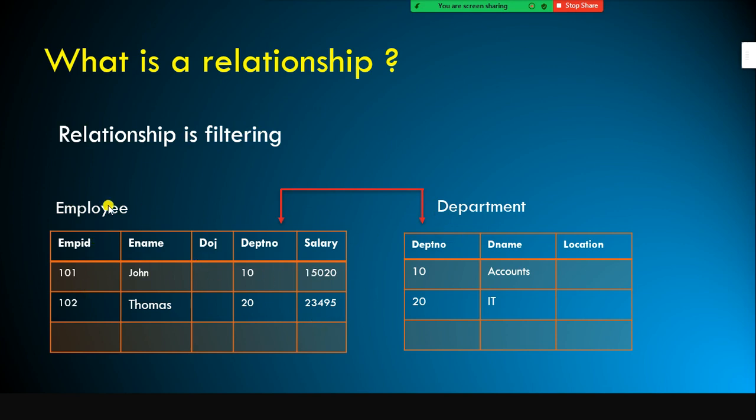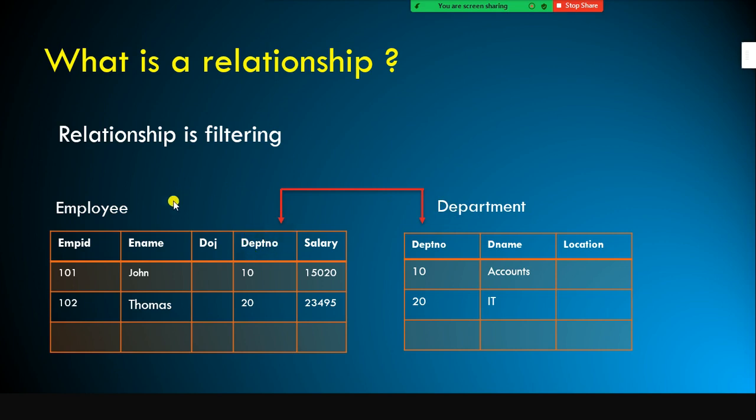So in this table, employee ID is the unique primary key. In the department table, department number is the primary key. In the employee table, we are also using department number. In the employee table, the department number column is a foreign key column, because the values for this department number are coming from the other table. Hence this is a foreign key.